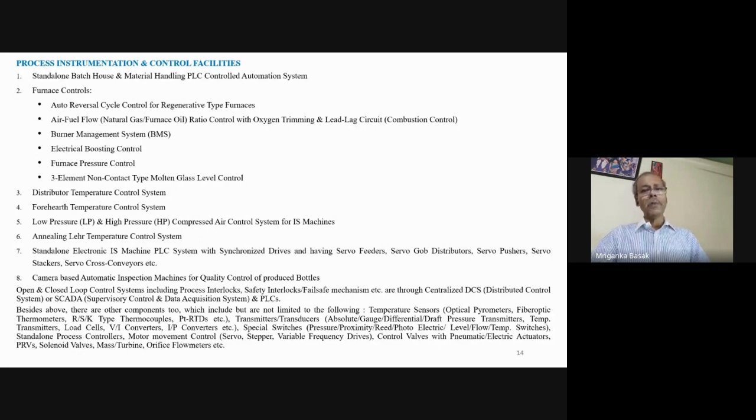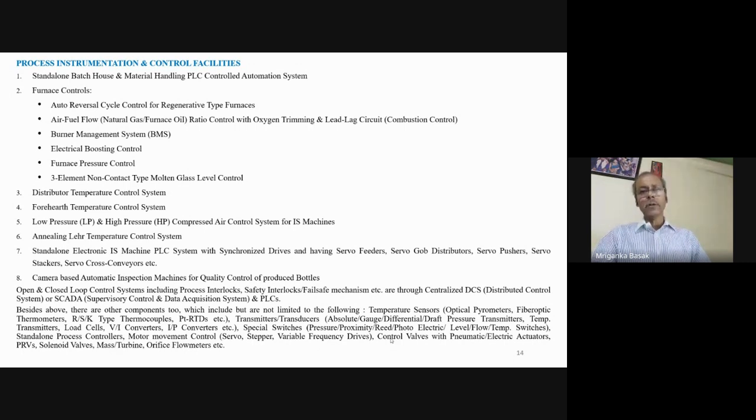If I say it is 20 minutes, it will happen after 20 minutes. Then air fuel flow control with oxygen trimming and lead lag circuitry, that also I have explained. That is called the combustion control of the melter. Then of course the burner management system. Electrical boosting system I have not discussed. I have not included it in the presentation. It is not required everywhere. If the firing is in natural gas with the electrical boosting, then only the electrical boosting system comes into the picture. Otherwise not.